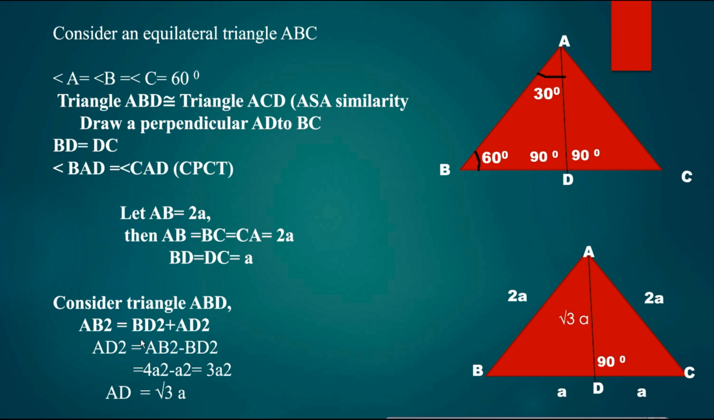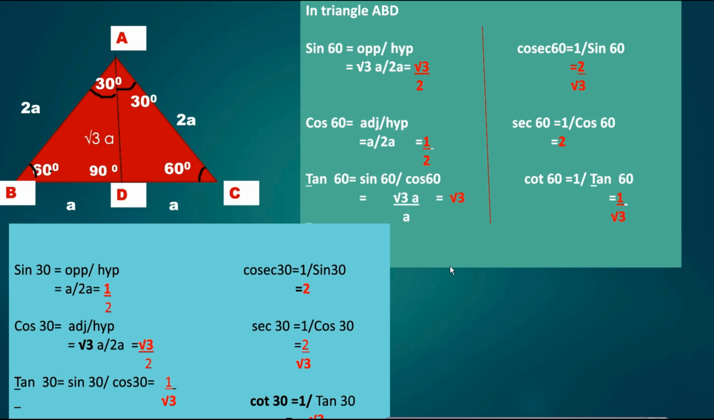We have to find out AD. So AD square equal to AB square minus BD square. AB is 2A. So AB square 4A square. BD is A, therefore BD square A square. 4A square minus A square, 3A square. AD square is 3A square, therefore AD is root 3A. Now you got all the three sides' values. Here 2A, here A, here root 3A.